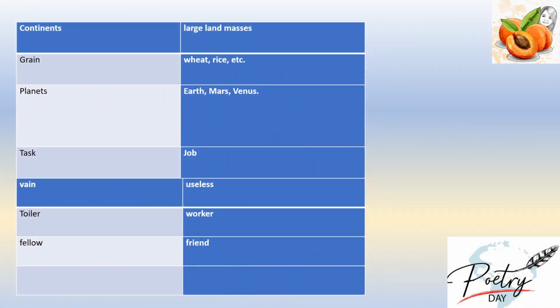Now let's discuss the meaning of these words. Continents: large land masses. Grain: wheat, rice, etc. Planets: Earth, Mars, Venus. Task: job. Vain: useless. Toiler: worker. Fellow: friend.